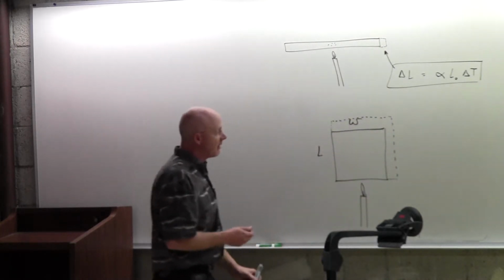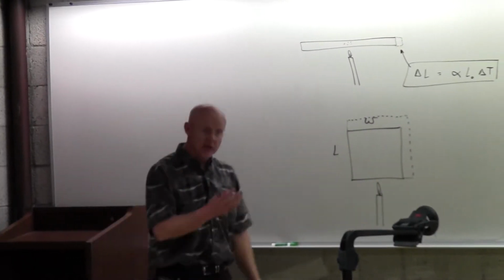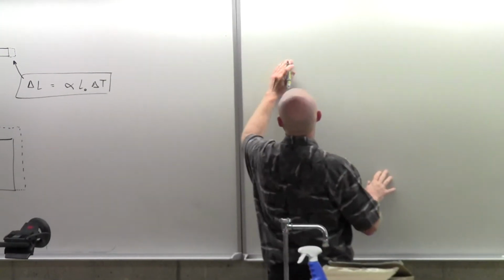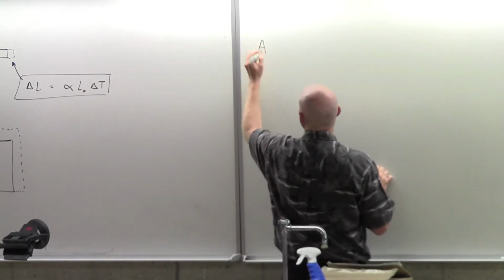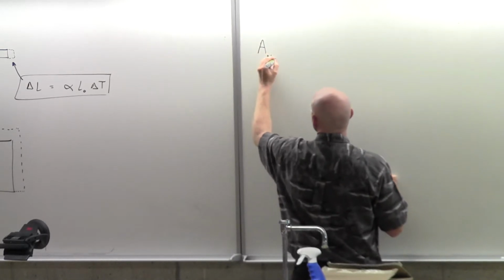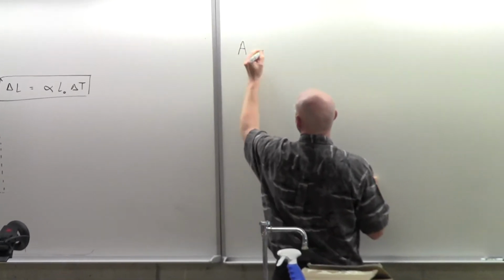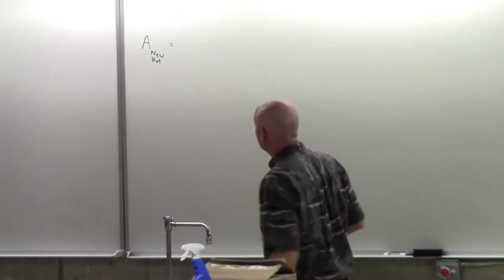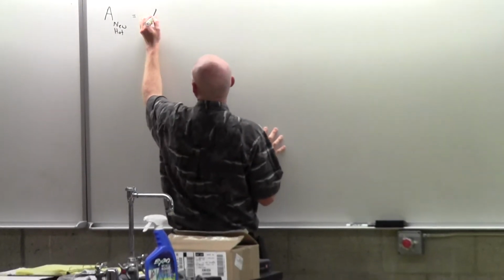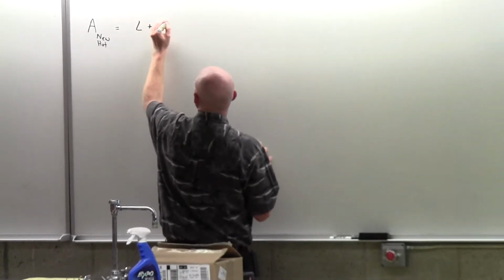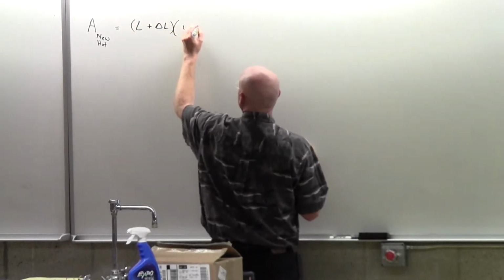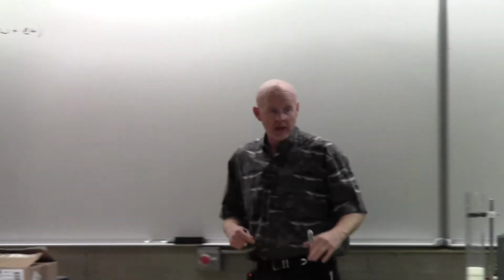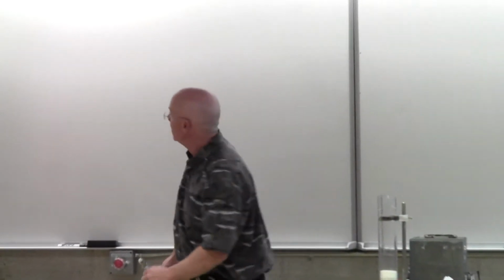And so the surface area is going to get bigger. And how do you calculate that? Well, I guess I would start here by saying A for area, and I'll put nu, or when it is hot, is equal to what? Well, it would be the original length plus how much did it get bigger? The original width plus how much did the width get bigger? Fair enough? And so now it would be length times width.